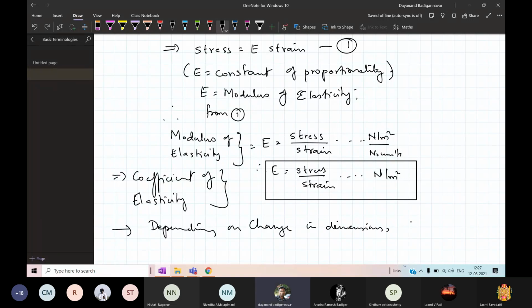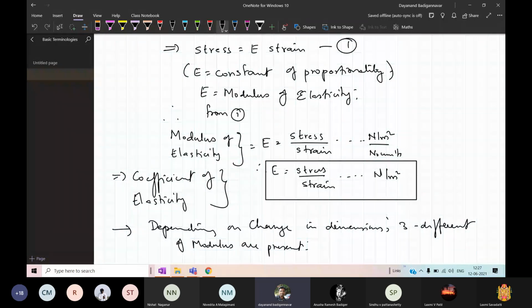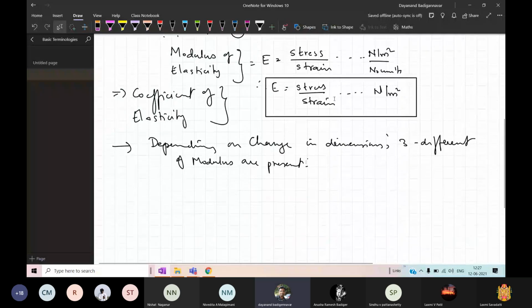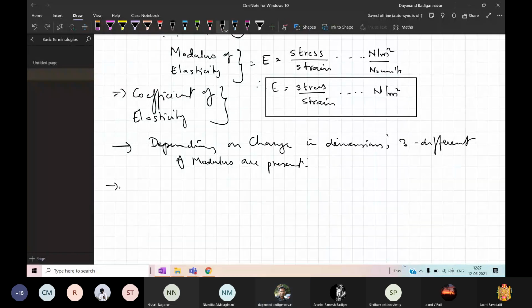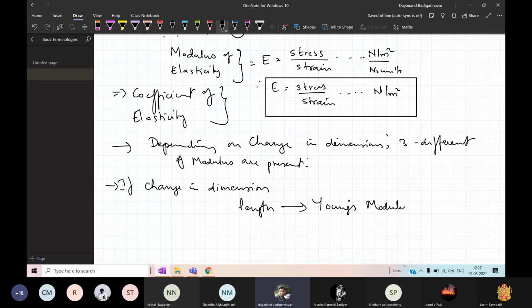Change in dimensions. Three different types of modulus are present, depending upon the change in dimension. For example, if the length is changing, that is known by the term Young's modulus.